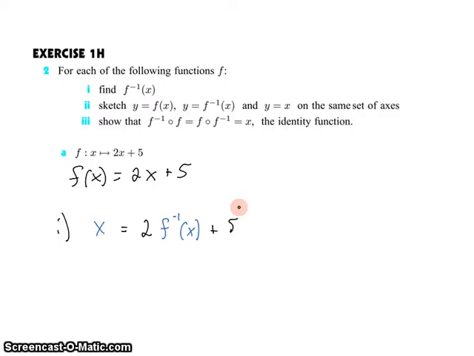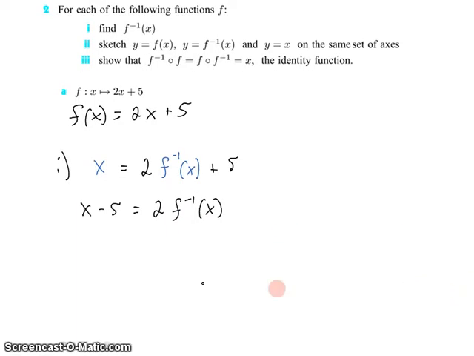plus 5. So this is a function which describes, well, that is the function, and this is an expression which will give me the inverse of the function. All I have to do is rearrange it to solve for the inverse of f of x. So to do that, I'll subtract 5, and I'll get x take 5 equals 2 times the inverse of f of x. And then I'll divide by 2. X take 5 over 2 equals the inverse of f of x.